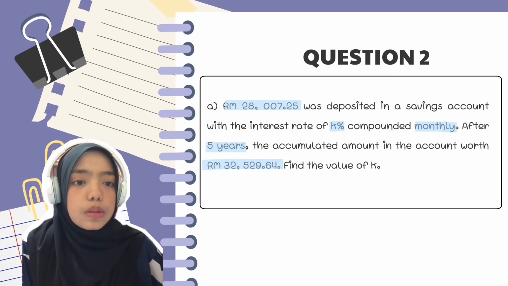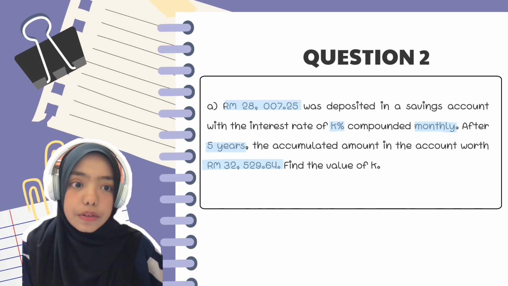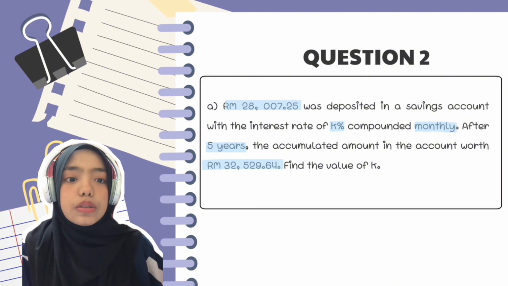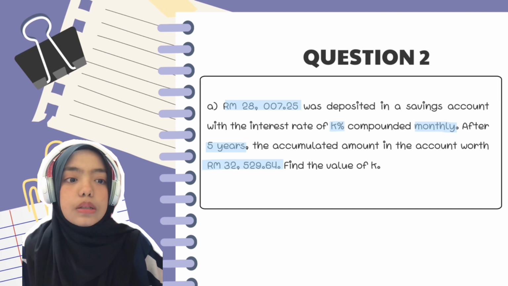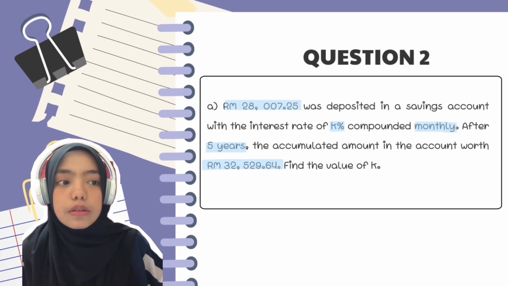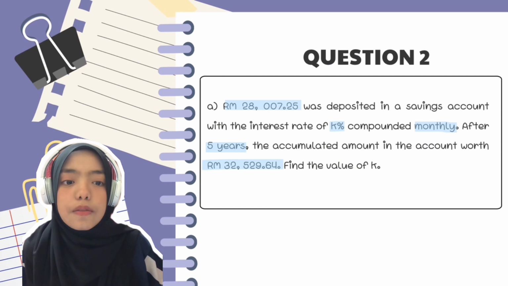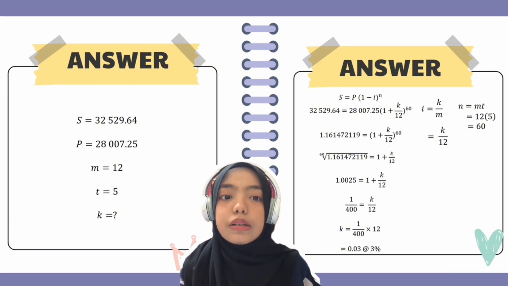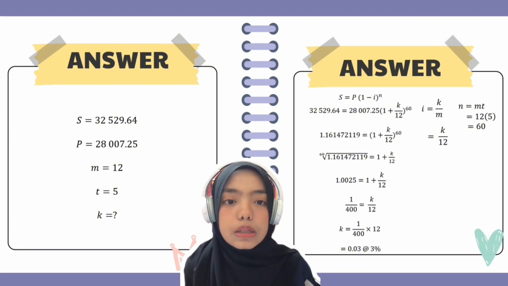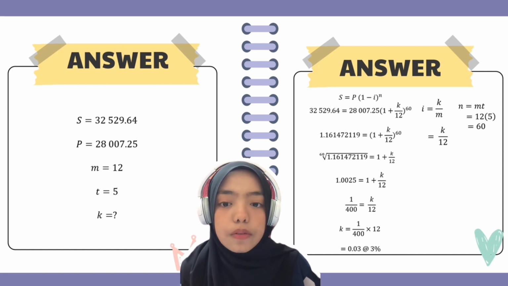Question 2A. 28,007 ringgit and 25 cents was deposited in a savings account with the interest rate of k% compounded monthly. After 5 years, the accumulated amount in the account was worth 32,529 ringgit 64 cents. Find the value of k. We got some information from the question, which is S was 32,529 ringgit 64 cents, P was 28,007 ringgit and 25 cents, and m was 12 because it's compounded monthly, and t was 5, and we have to find k.